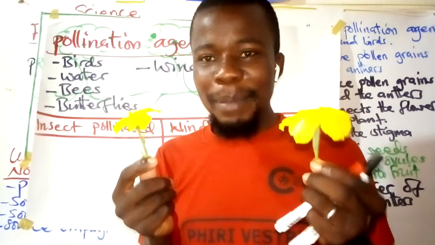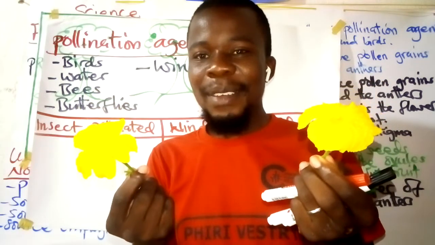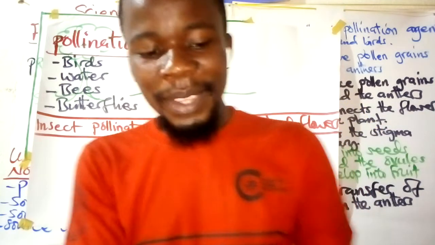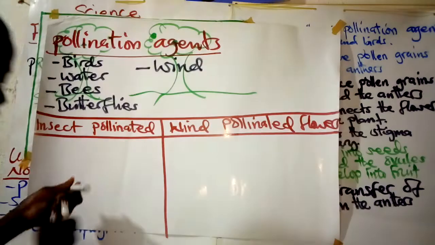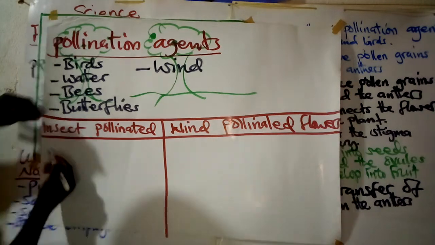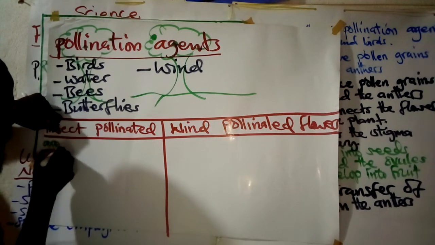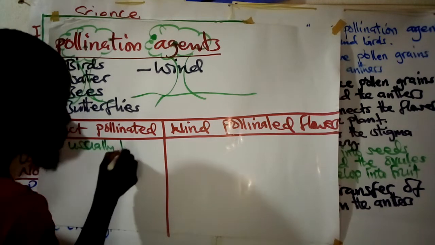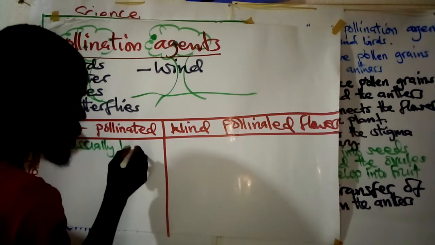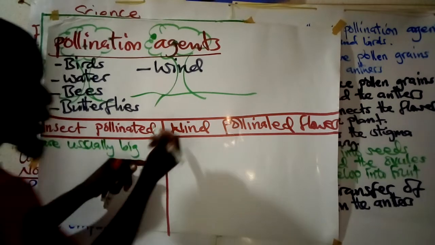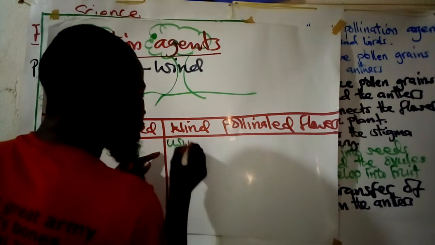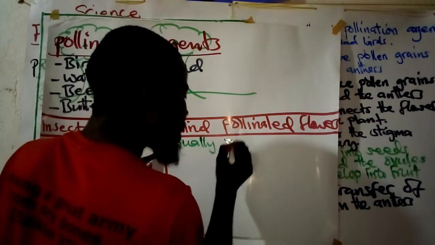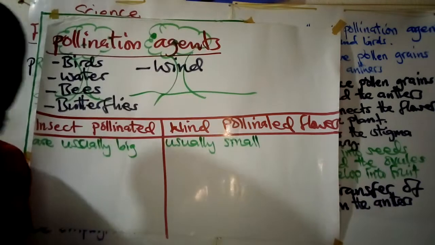Why? Because it is big. All right? So the insect pollinated flowers are usually big or large, all right? Are usually big, while these ones are usually small. Okay?